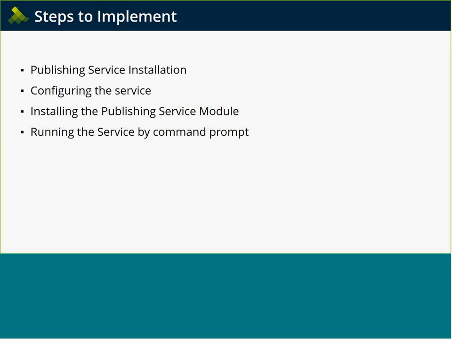How to install the publishing service? First we install the publishing service. Then we configure it to connect with the Sitecore database. Then we install the publishing service module for the user interface. Then we run the service from the command prompt, and then we will show how to publish.